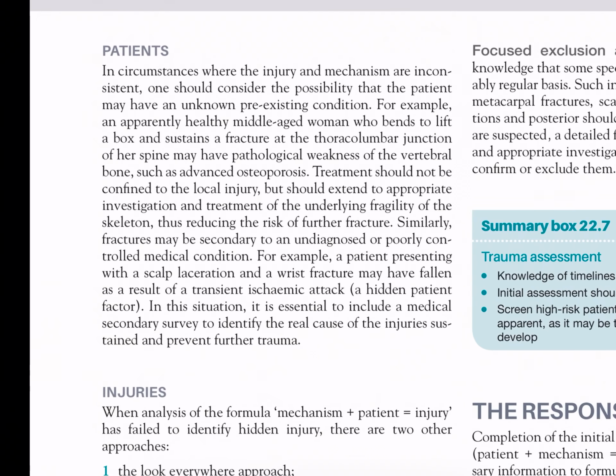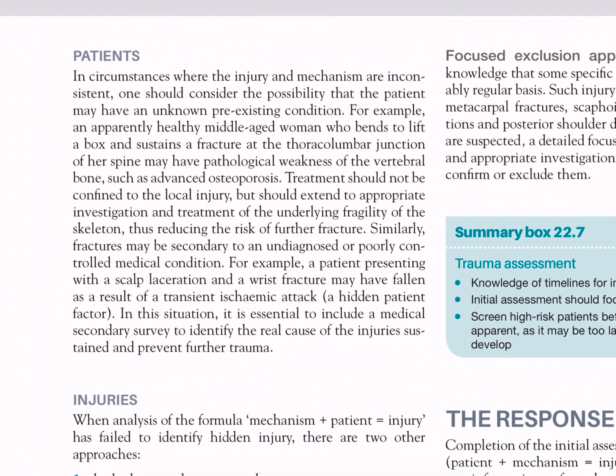In circumstances where the injury and mechanism are inconsistent, one should consider the possibility that the patient may have an unknown pre-existing condition. For example, an apparently healthy middle-aged woman who bends to lift a box and sustains a fracture at the lower thoracolumbar junction of the spine may have pathological weakness of the vertebral bone, such as advanced osteoporosis. Treatment should not be confined to the local injury but should extend to appropriate investigation and treatment of the underlying fragility of the skeleton, thus reducing the risk of further fracture.